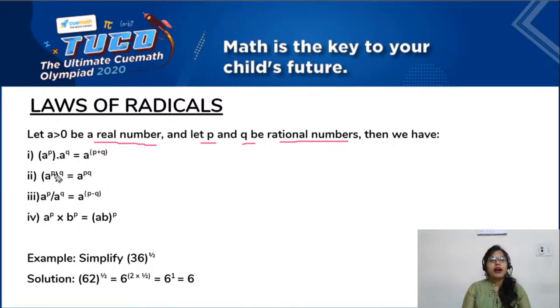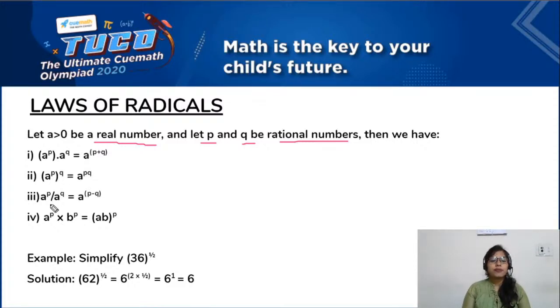Okay, a to the power of p, the whole power of q. This is known as the power rule, wherein the power which is outside the parenthesis and the power which is inside the parenthesis get multiplied among themselves. So the overall power on a is a to the power of pq.